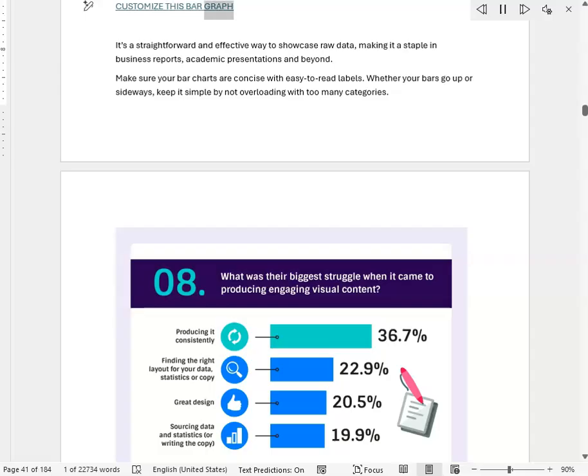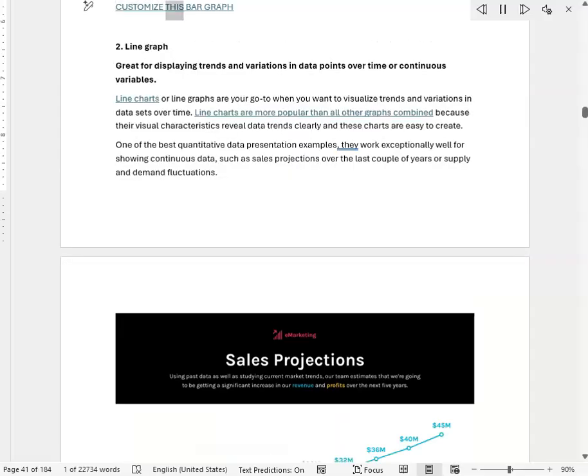Customize this bar graph. It's a straightforward and effective way to showcase raw data, making it a staple in business reports, academic presentations, and beyond. Make sure your bar charts are concise with easy-to-read labels. Whether your bars go up or sideways, keep it simple by not overloading with too many categories. Customize this bar graph.